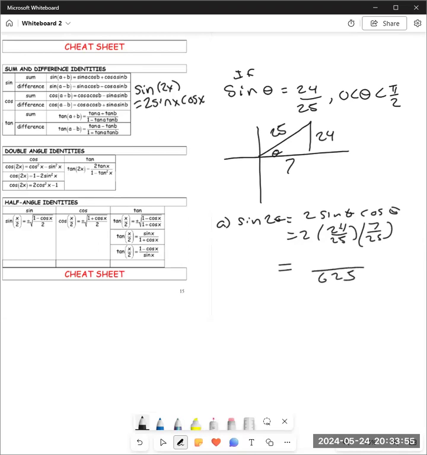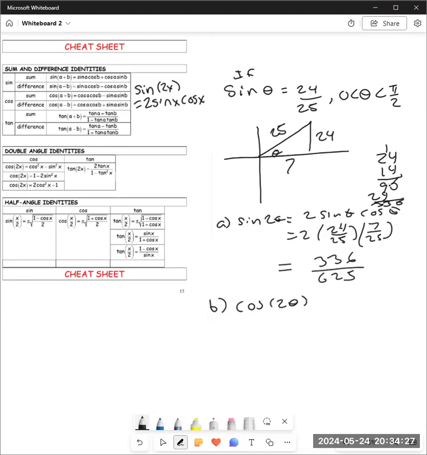And this is going to be 625 for my denominator, and 24 times 14 is 336. There are no common factors because we had it factored there and nothing canceled, so that won't reduce at all. B asks us to find cosine of 2 theta.